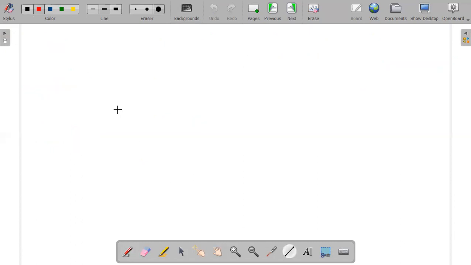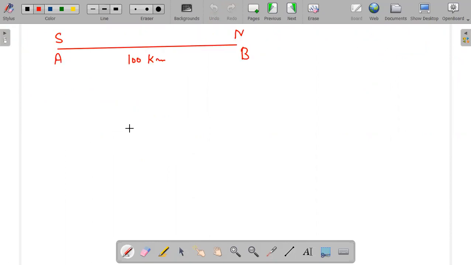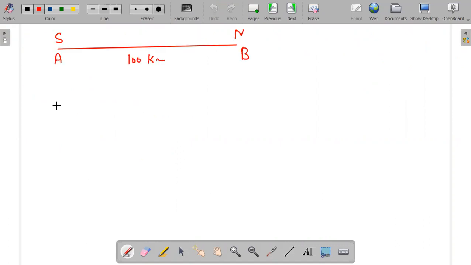So my question is, a car travels a distance of 100 kilometer in 2 hours from point A to point B, and this is south and this is north. Remember this thing. I know about the direction, that's why I'm able to find velocity. If I remove the direction, then I will be able to find speed only. I cannot find velocity then. Here I can find both speed and velocity. Now I am going to find speed.